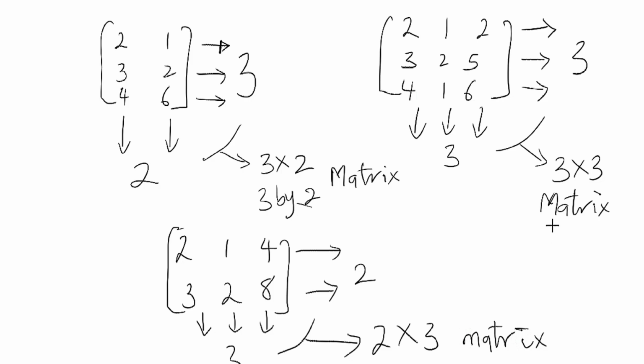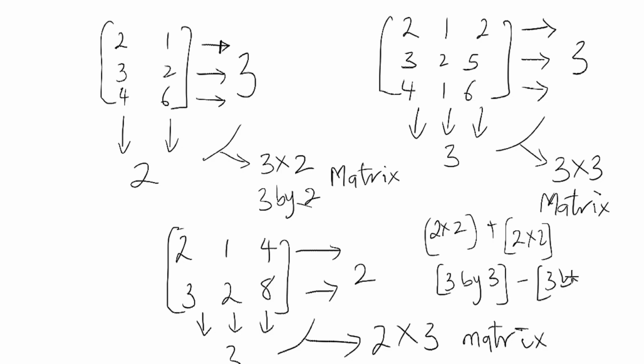So there are 4 by 4 matrices, 3 by 4 matrices, and others. Now, as I said before, the dimensions must be equal if you are going to do addition and subtraction. So if you are adding, it must be, let's say, a 2 by 2 matrix adding with a 2 by 2 matrix. If you are doing 3 by 3, both of them must be 3 by 3. Let's say you are subtracting a 3 by 3 matrix from another 3 by 3 matrix. So we cannot subtract a 2 by 2 matrix from a 2 by 3 matrix. So the dimensions must be the same.